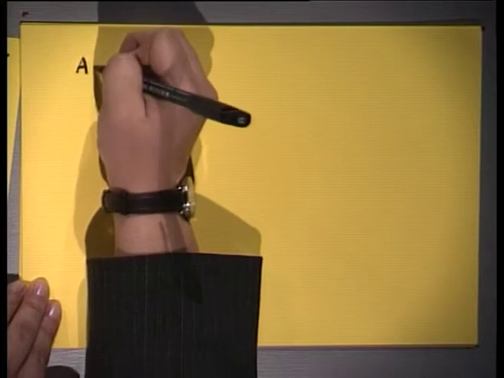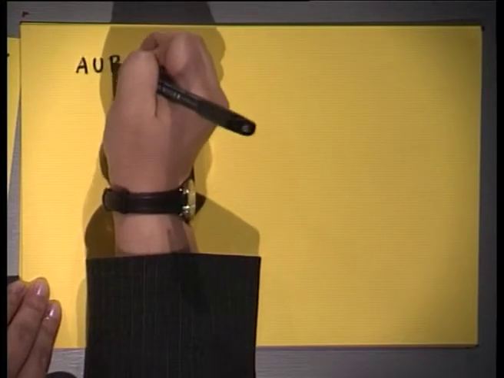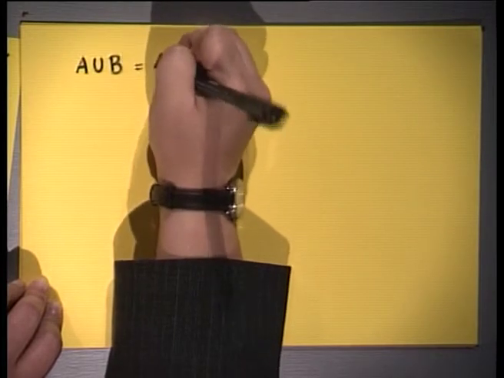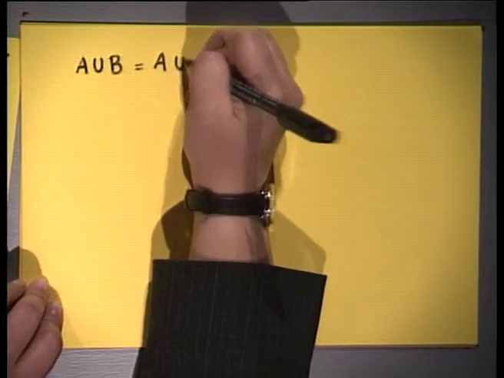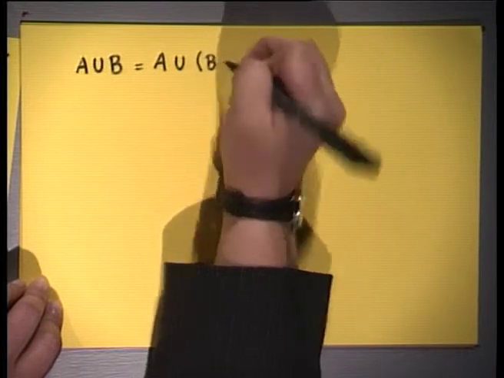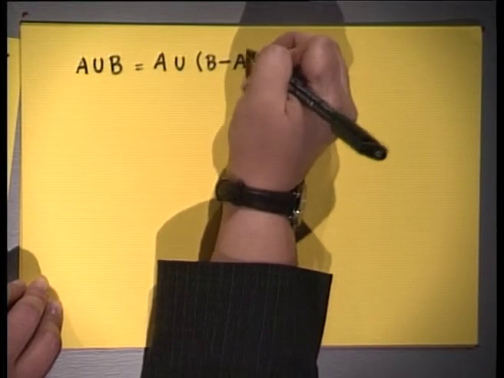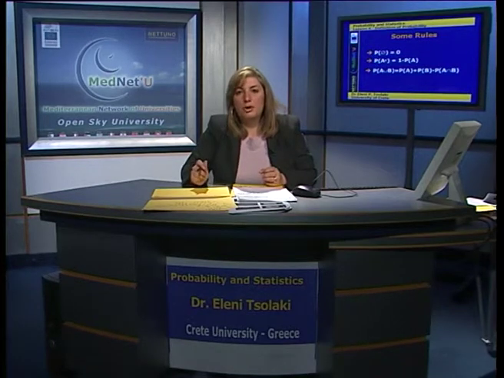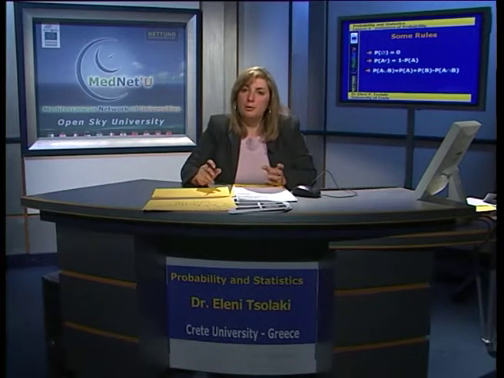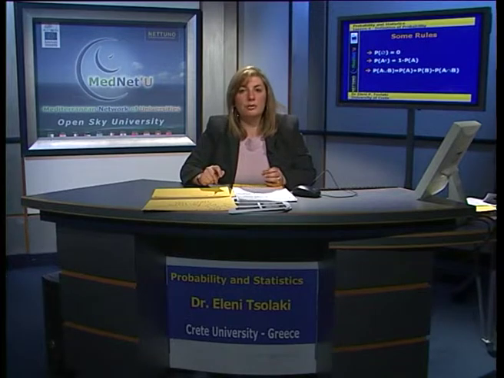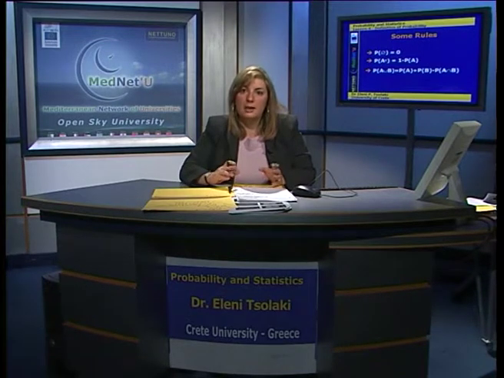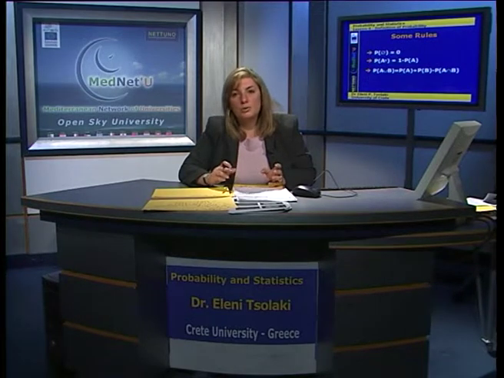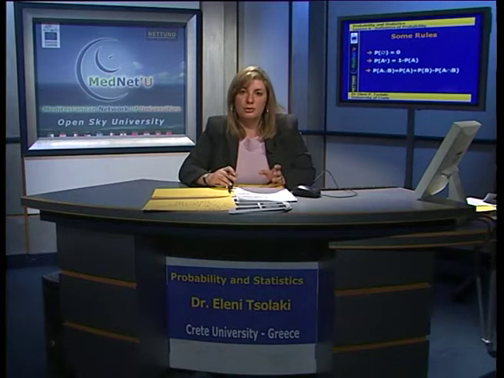The union of A and B is A union B minus A. We are doing this because when we are proving properties like that, or in examples, we try to write unions as unions of mutually exclusive events.